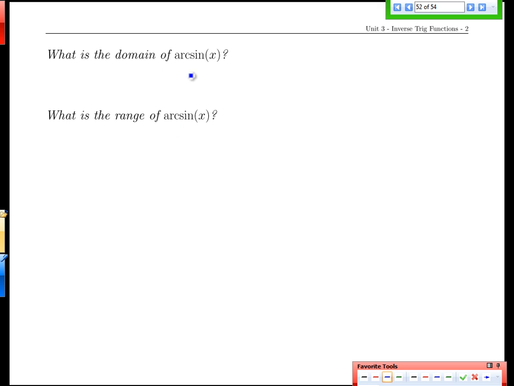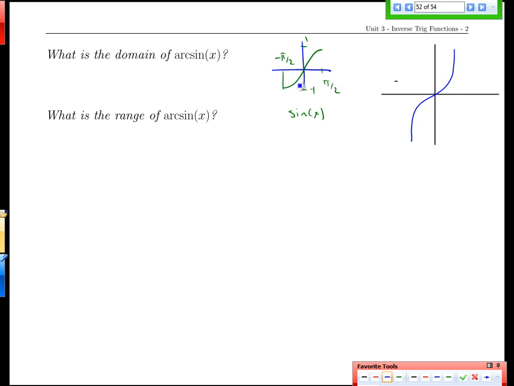If we look at the domain of arcsine, if you think of that first oscillation of the sine graph, what does it do? It goes from minus pi over 2 to pi over 2, and -1 to 1 on the vertical side. This is sine of x. When we flip that to get inverse sine, it has that reflected shape, like so, and the range and the domain are exchanged.